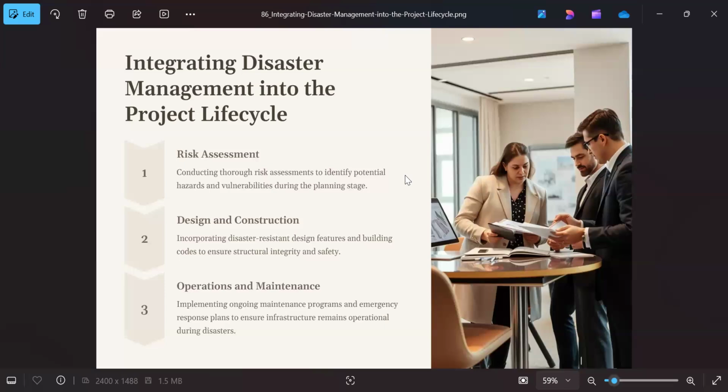So every infrastructure, every project has its life cycle that starts from the risk assessment phase and goes to the operation and maintenance. So there are three stages. First is the risk assessment, then the design and construction, and then the operation. The operation phase is the longest part. The design phase lasts until the infrastructure is constructed. And before the infrastructure is constructed, it is very important to assess all types of risks so that they can be incorporated during design. And once the infrastructure is designed, during the operations, during its usage, all the maintenance programs and emergency response plans should be ensured so that the infrastructure remains operational during disaster.